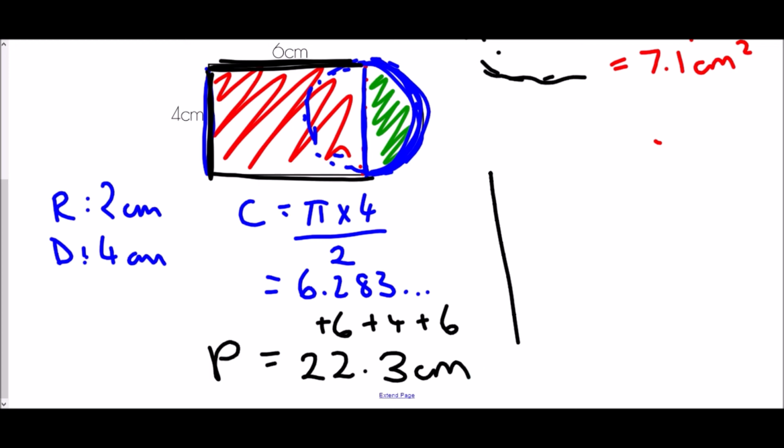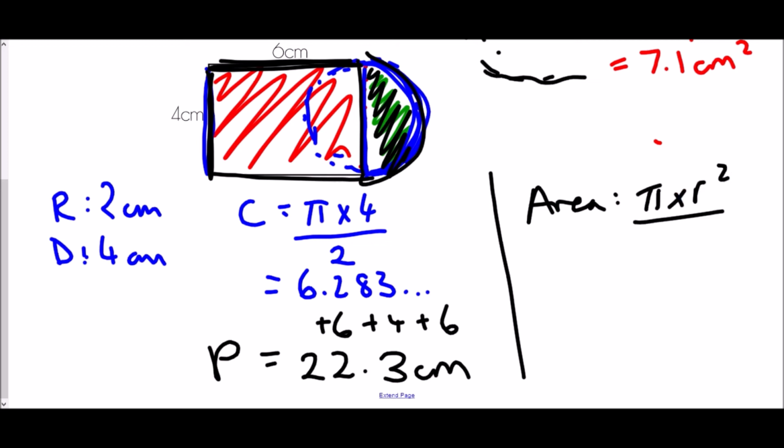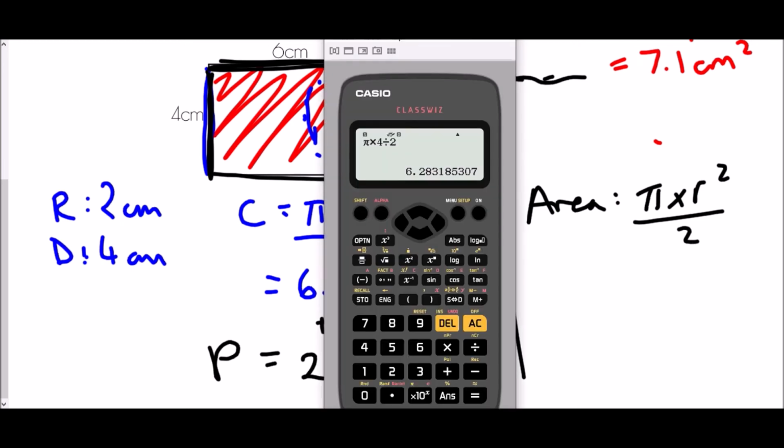The area, well, in this case, again, we're going to have to take it as 2 separate pieces. I'm going to find first the area of the semicircle. So the area of the semicircle will be pi times radius squared, but halved because it is only a semicircle. And so that is pi times 2 squared divided by 2. And so we get 6.283.